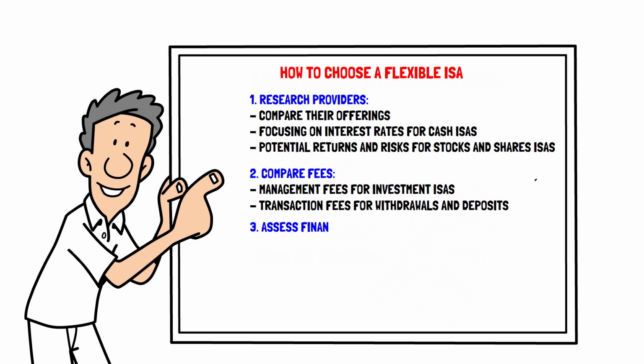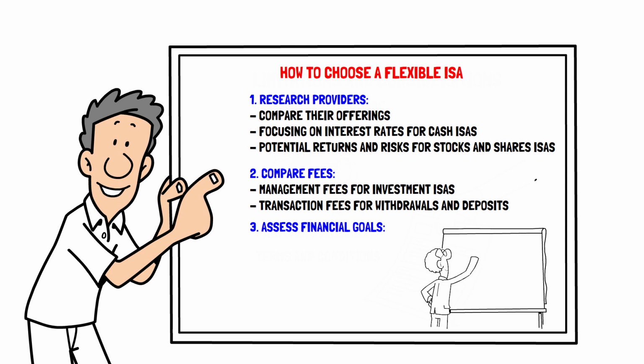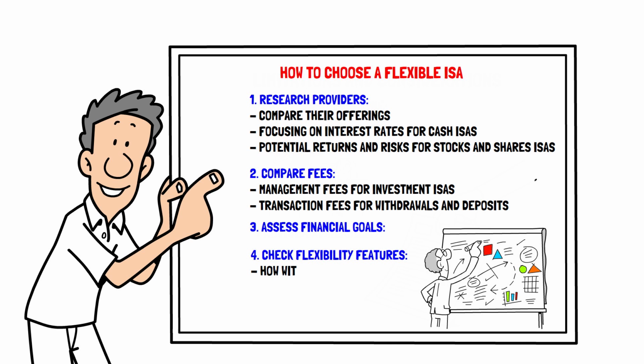Third, assess your financial goals. Make sure that the type of ISA aligns with your savings or investment goals. Consider your risk tolerance for investment ISAs and the expected return on savings. For example, cash ISAs make more sense for investment horizons on the shorter end of the spectrum. And then finally, check flexibility features. Confirm the flexibility terms, such as how withdrawals and replacements are handled, to ensure it meets your investment needs. How flexible is flexible, I guess, is the question you need to ask the provider.